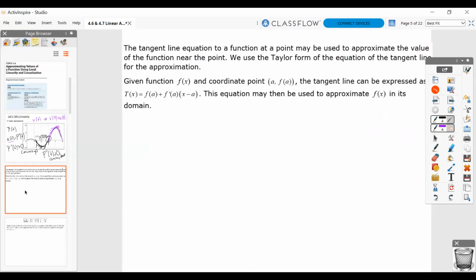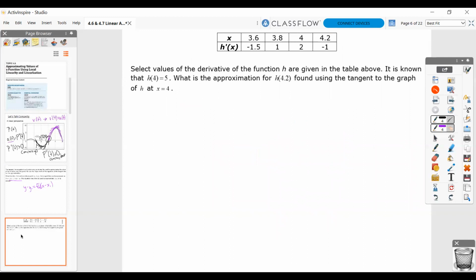All right, so a tangent line of an equation at any point may be used to approximate the value of a function near the point. We're going to use the Taylor form of the equation. Really, all it means is like this. You don't necessarily have to do that. You can do it in a number of ways. I'm totally fine with y minus y sub 1 equals, let's say, f prime of x sub 1 times x minus x sub 1. They're using it with a. We should say f prime of x sub 1 if we want to get real fancy. But we're going to use that to make approximations.